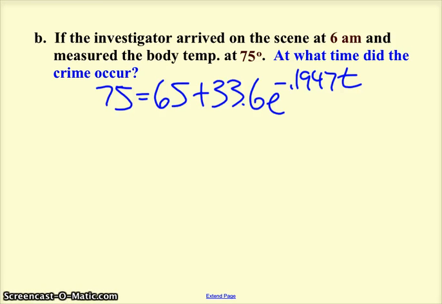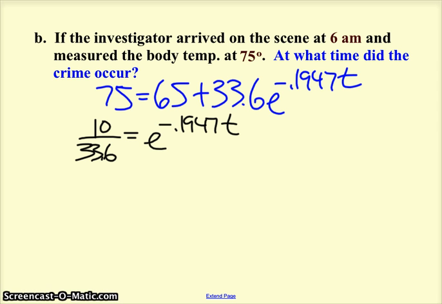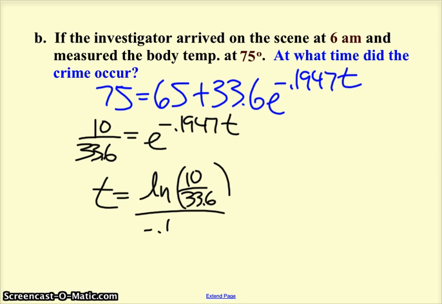I'm going to subtract 65 and divide by 33.6, so that's 10 over 33.6, which equals e to the negative 0.1947t. Take ln of both sides, bring your exponent down and divide, so my t expression is the ln of 10 divided by 33.6, divided by negative 0.1947. By now you should be able to go from here to here without a lot of trouble.